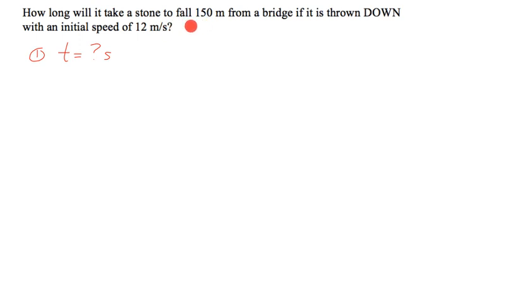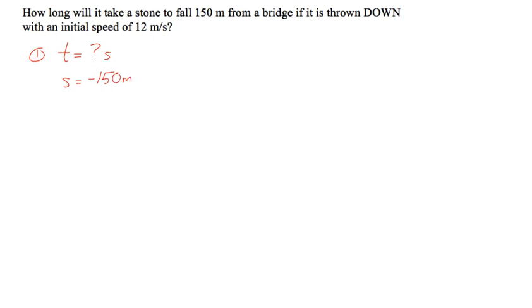So falling 150 meters means its beginning position is there, and its final position is lower than where it started. So what should I write down as my fact for, first of all, what fact is that? That's the displacement, so S, and what should I write as S equal to? Negative 150.